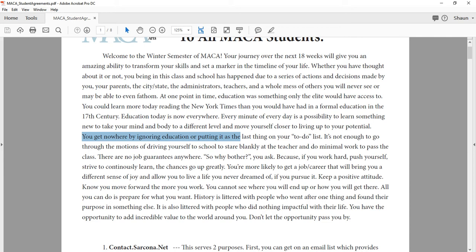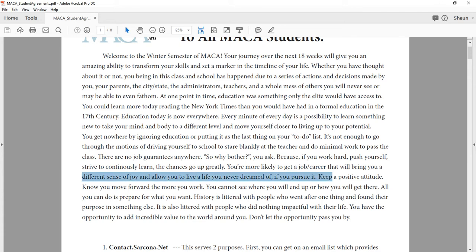It's not enough to go through the motions of driving yourself to school, to stare blankly at the teacher and do minimal work to pass the class. There are no job guarantees anywhere. So why bother, you ask? Because if you work hard and you push yourself and you strive to continuously learn, the chances go up greatly. You're more likely to get a job or career that will bring you a different sense of joy and allow you to live a life you never dreamed of if you pursue it.